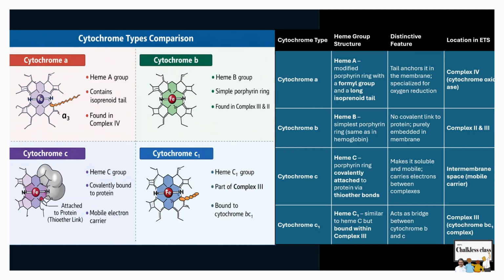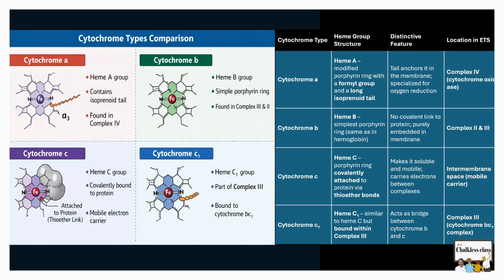Cytochrome b contains heme b, the simplest porphyrin ring, the same as in hemoglobin. It has no covalent link to the protein and is purely embedded in the membrane, located in complexes 2 and 3. Cytochrome c contains heme c, a porphyrin ring covalently attached to the protein via thioether bonds.